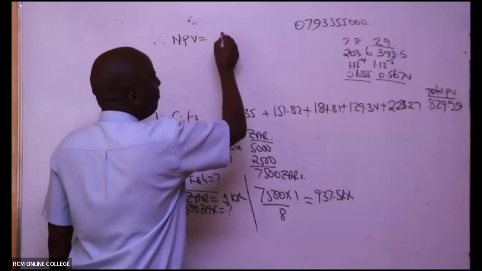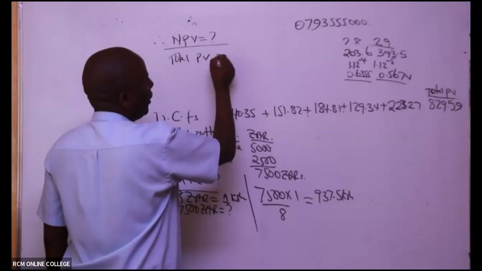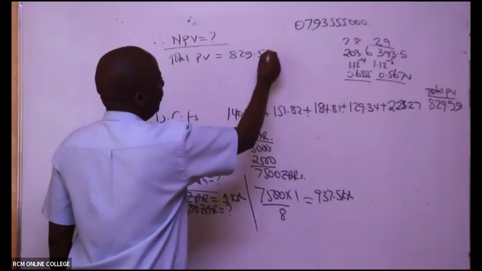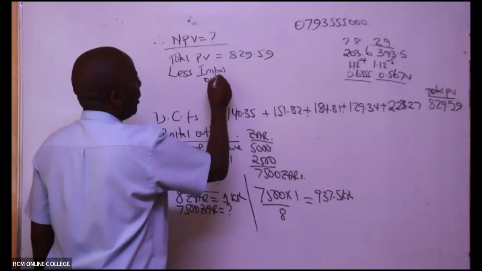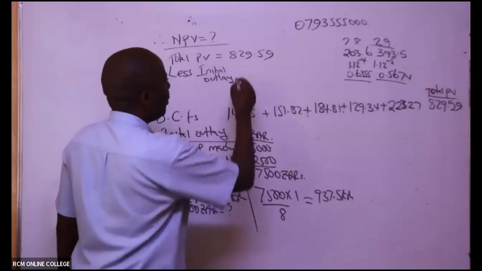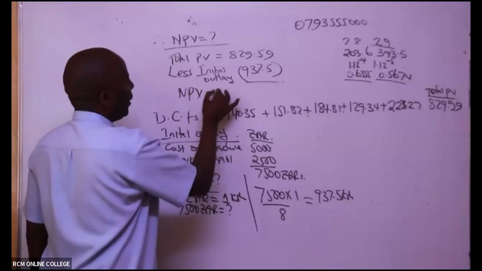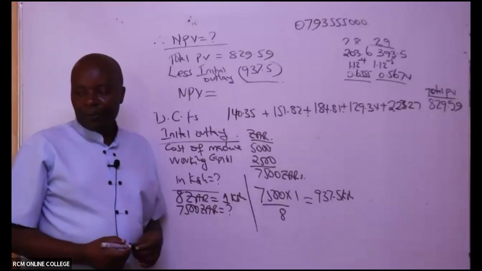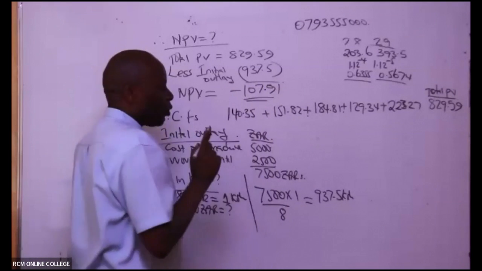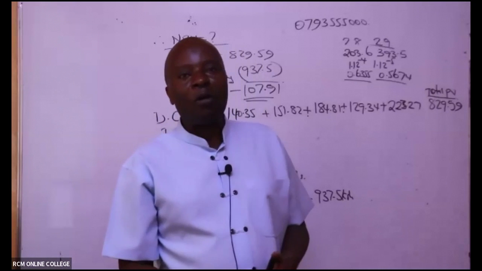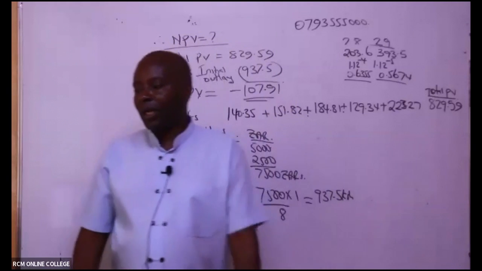And therefore, my net present value will be total present value less initial outlay, which is 937.5. So you'll be able to get net present value, which is negative 107.91. And therefore, that means that this project is not viable.